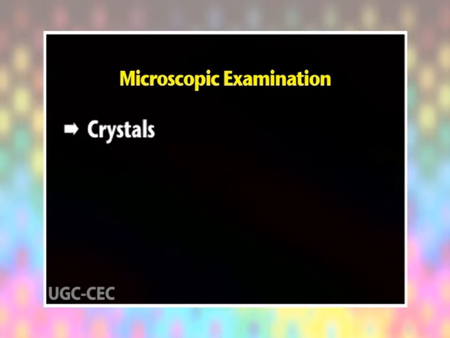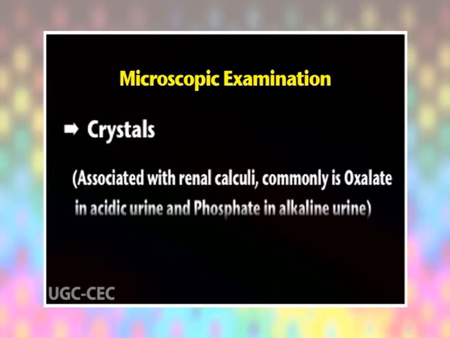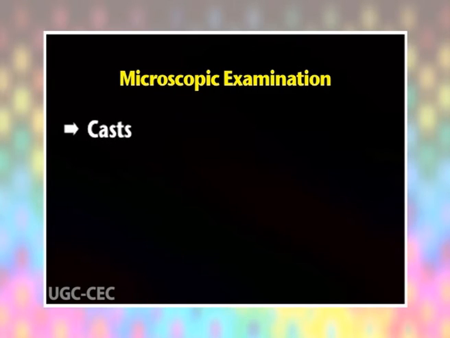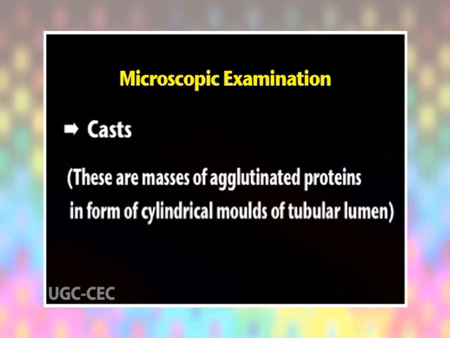Number 2, crystals. Associated with renal calculi, commonly oxalate in acidic urine and phosphate in alkaline urine. Number 3, casts. These are masses of agglutinated proteins in the form of cylindrical molds of the tubular lumen. Well, dear students, I really hope you would have understood today's lecture.